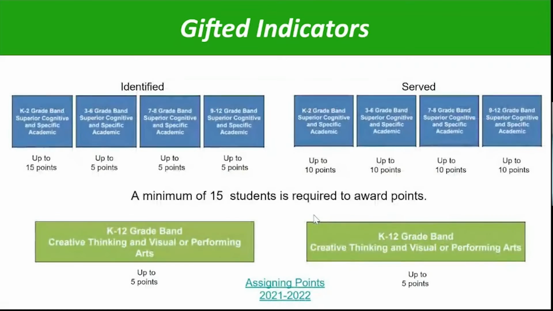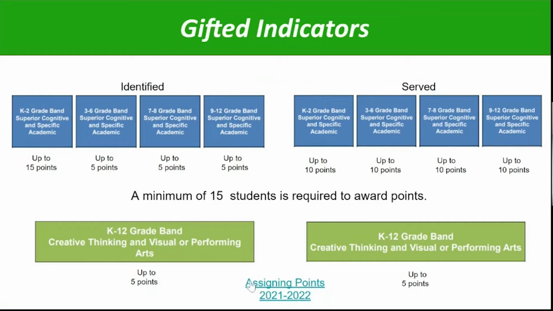All right, so if I jump down, my next section has to do with ID and service of our creative thinkers and our VPA, our visual and performing arts. So for that one, we can earn up to 5 points for IDing them. We can also earn up to 5 points for servicing those kiddos there.